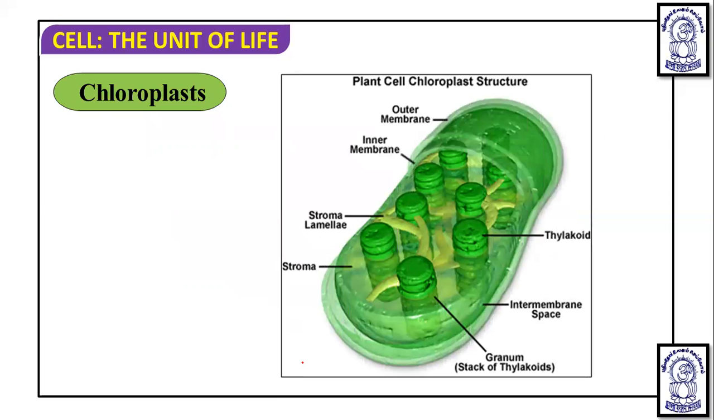If we see the structure of the chloroplast, it actually looks like this. You can see the chloroplast has an outer membrane and an inner membrane. So this is a double membrane bound organelle, like mitochondria.